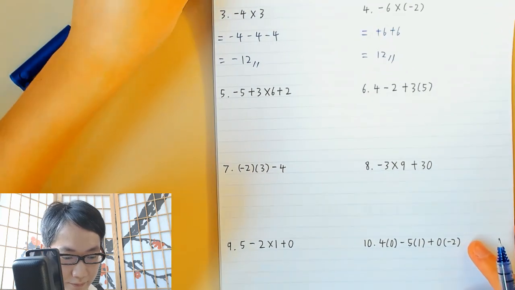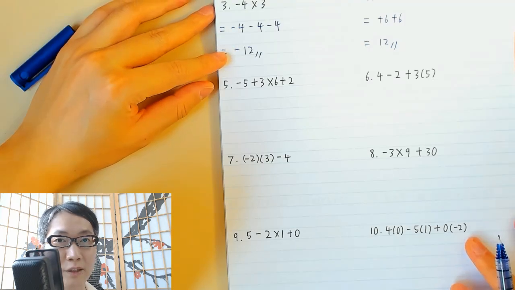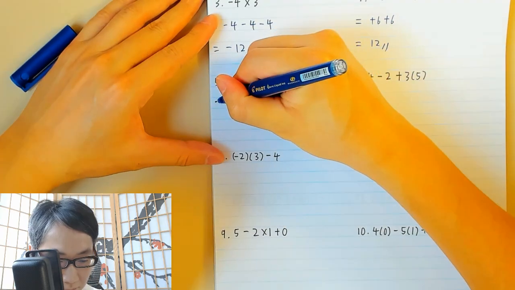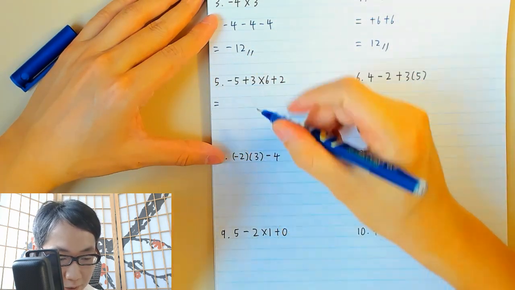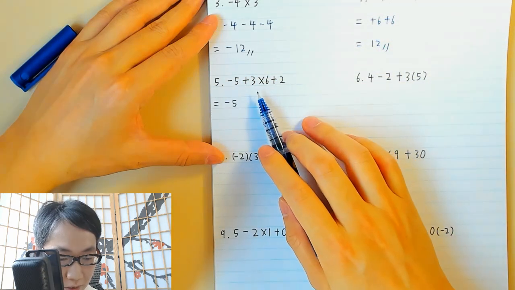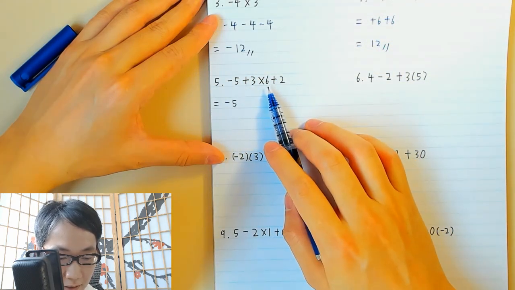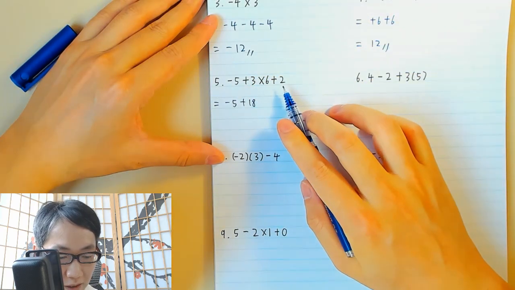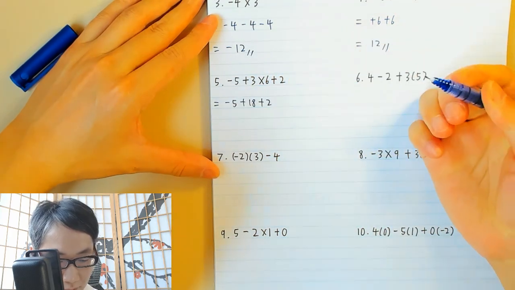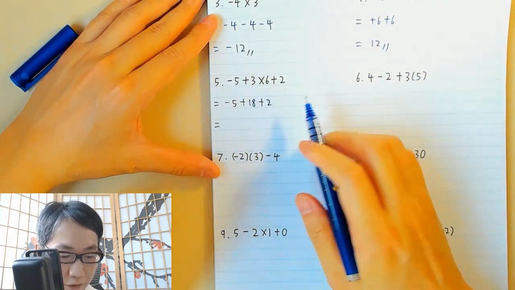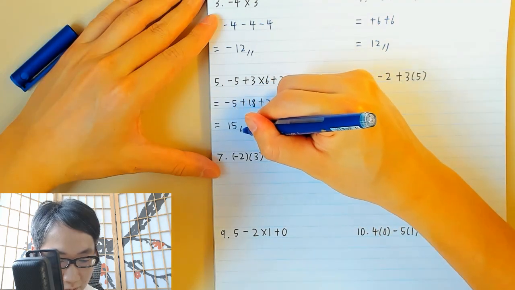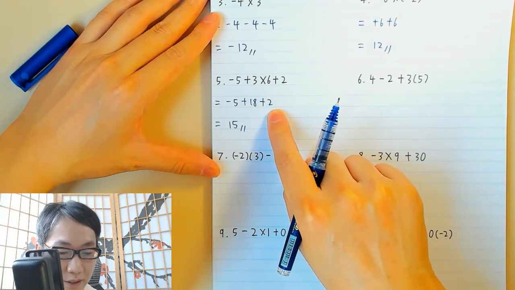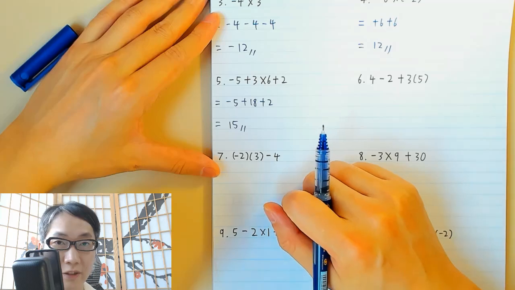Number 5. So now from here, I will be assuming that we all know the multiplication table. Okay. So number 5. First term is negative 5. Second term is positive 3 times 6, which will be positive 18. Third term is positive 2. Okay. And then all of these together will be positive 15. So we can do these two first, and then we'll get 20. 20 minus 5 will be 15. Okay.